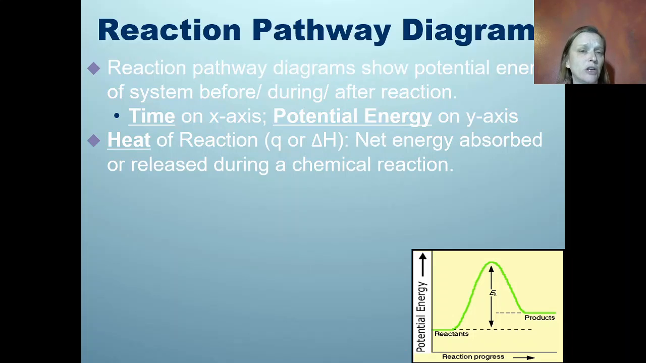The heat of reaction, which I've mentioned before, is the net energy absorbed or released during a chemical reaction. You'll sometimes see this abbreviated Q, and sometimes you'll see it abbreviated delta H. But basically it's this difference between the products and the reactants. So you can actually calculate it from one of these reaction pathway diagrams. The Q for the reaction is going to be whatever the potential energy level of the products is minus the potential energy level of the reactants.